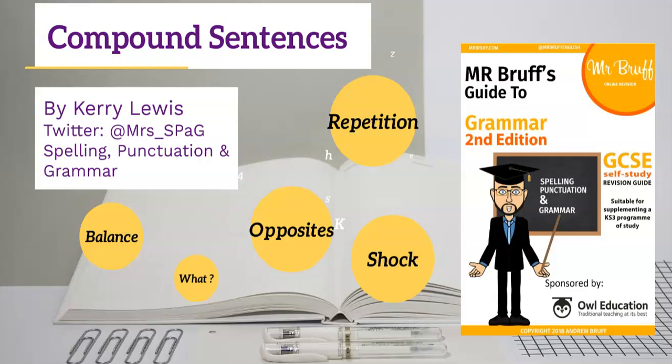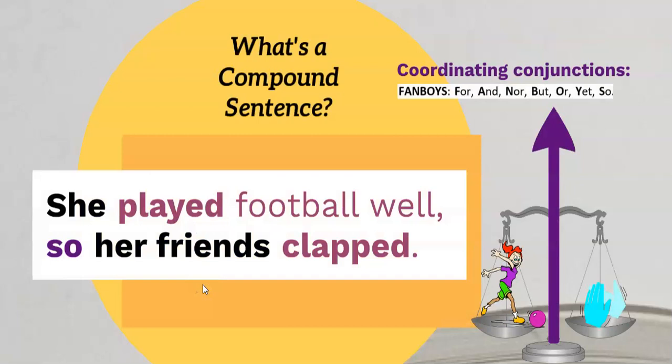Today I'm going to talk about compound sentences. First of all, what is a compound sentence? A compound sentence has two subjects and two verbs or verb phrases, and a verb phrase is simply two or more verbs together. Let's read this example sentence.